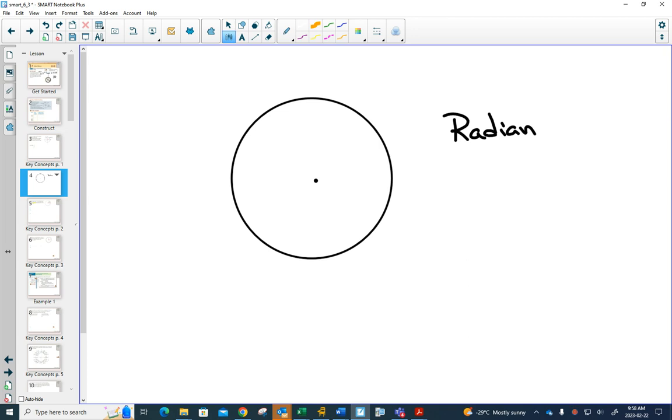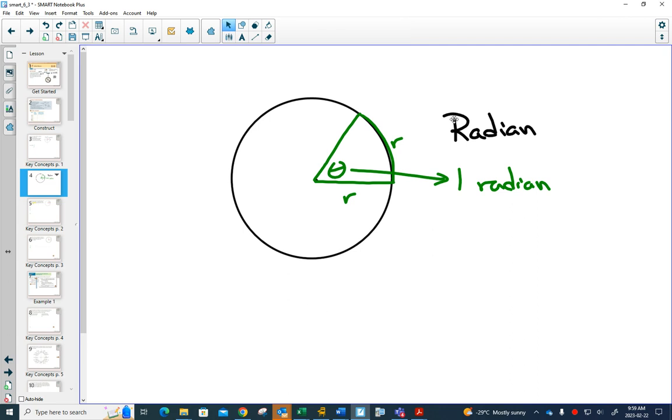And the way that a radian works, 1 radian is when, from here to here, would you agree that that's your radius? And if you travel an arc length exactly the length of your radius, that's what makes a radian.